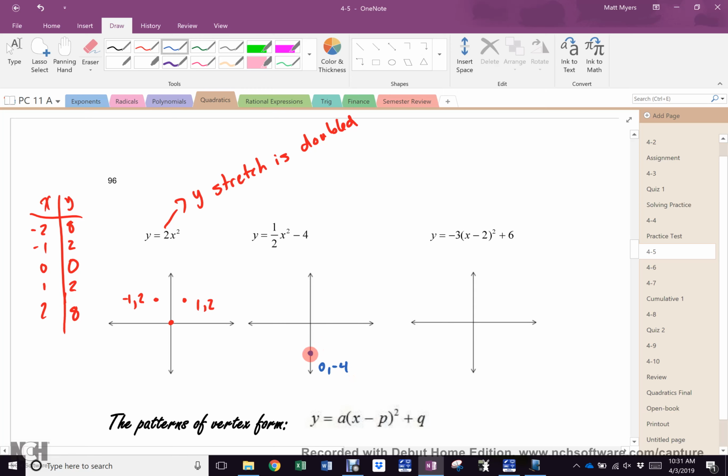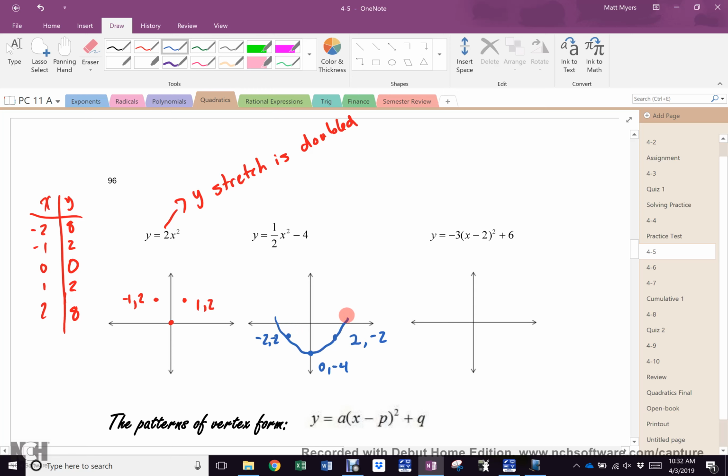Okay. If I move 1 to the right, how far up will I go? Half. That's a pain, isn't it? So we're going to skip that point. We're going to go over 2. And how far up will we go? 2. So what's the next point on our graph? Over 2, up 2. What is that? 2, negative 2. And what's this one? Negative 2, negative 2. Everybody cool?